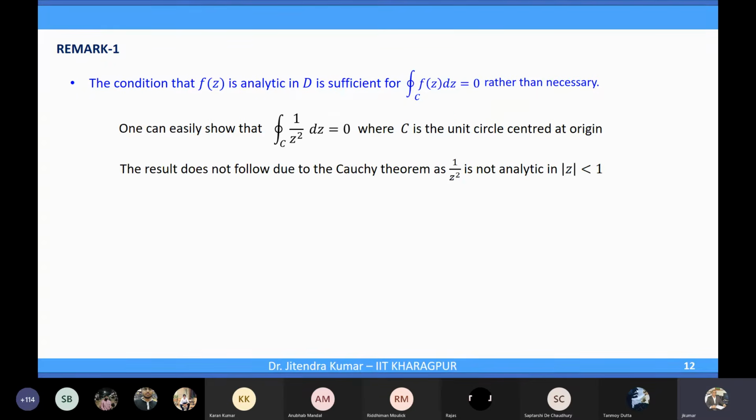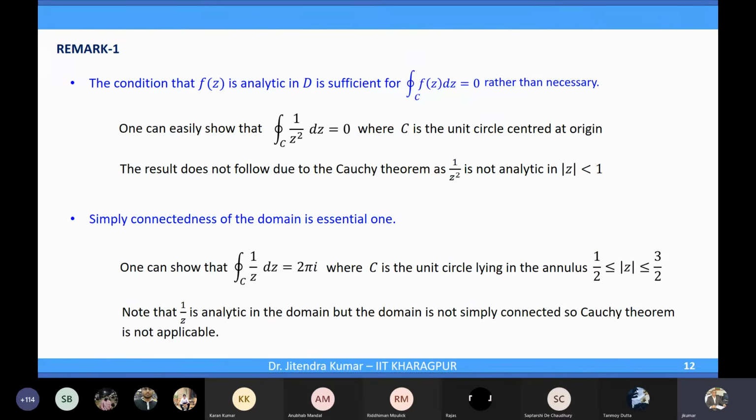that the integral of f(z) dz equals 0. The second remark is that simply connectedness of the domain is essential. I mean, it is important that the domain is simply connected. There should not be any hole in the domain, because there again we can show, as on that day when this example was also considered, the evaluation of 1 over z dz over the curve C, where C is again the unit circle lying in this domain.